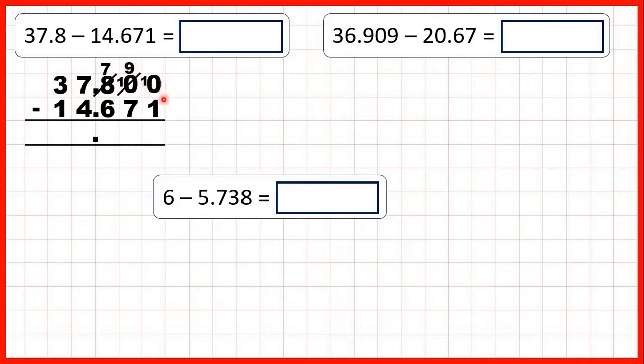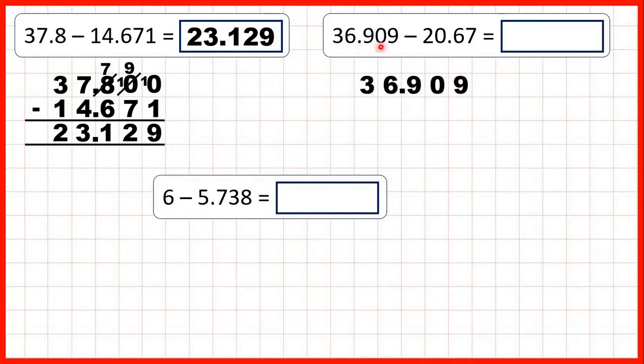So now 10 minus 1 is 9, 9 minus 7 is 2, 7 minus 6 is 1, 7 minus 4 is 3, and 3 minus 1 is 2. So that gives us 23.129.